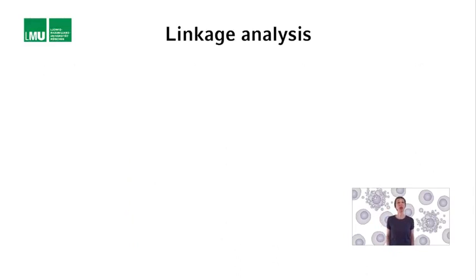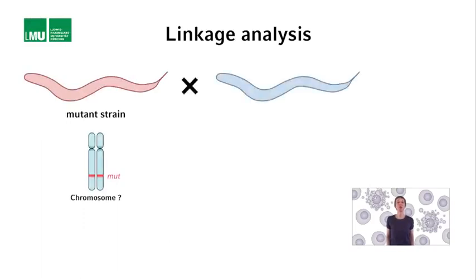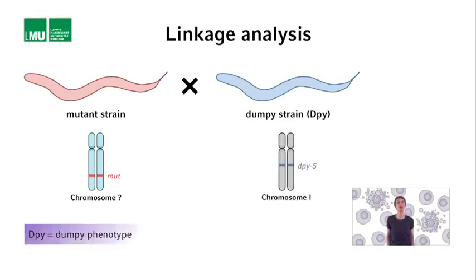To do linkage analysis, you cross your mutant with a strain that has one of the 6 C. elegans chromosomes marked with a mutation that causes a phenotype that can easily be detected, such as an UNC phenotype or an EGO phenotype. For chromosome 1, for example, one often uses a loss-of-function mutation of DUMP5, which causes the animals to have a dumbbell-shaped body.